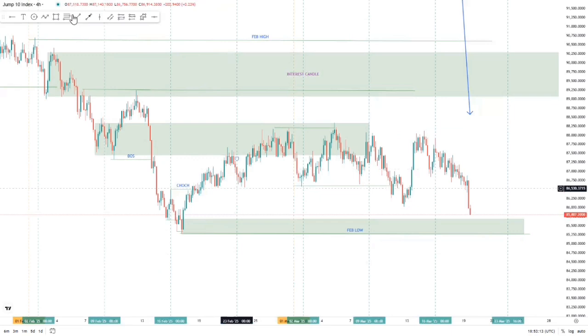Let's see how the market moves. We had a double bottom here and we came and swept it. There was a double bottom here and it was swept. See, this was a weekly low and it was swept. Those are major liquidity guys.